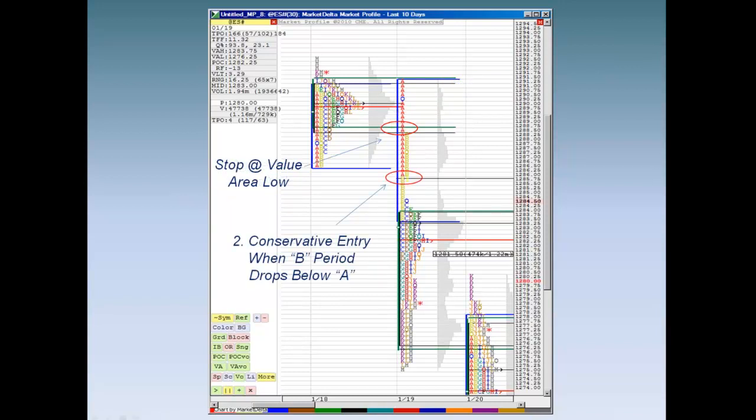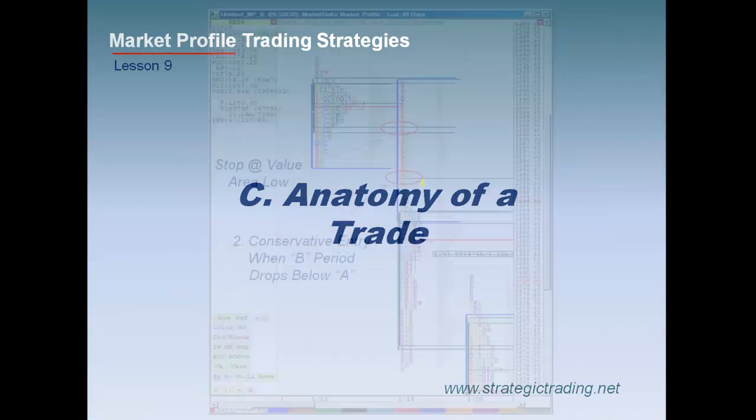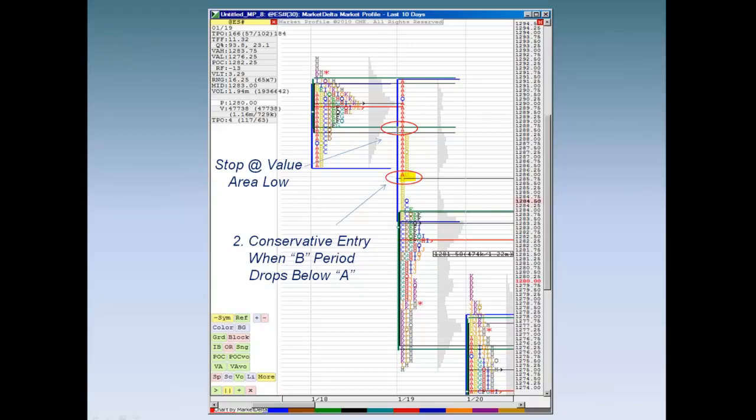Now, if in fact I took the conservative entry, take a look at where I would place my stop. If I took the conservative entry, the stop would be at the value low area. So I would look at where the low value area was before we actually pierced through the range, and that would be my protective stop.